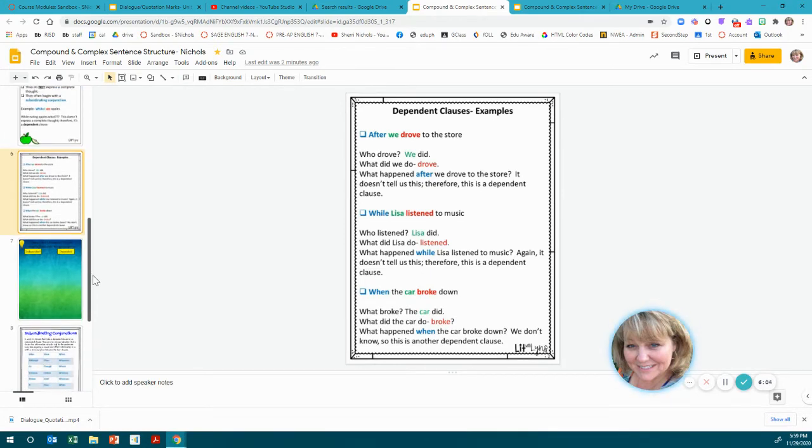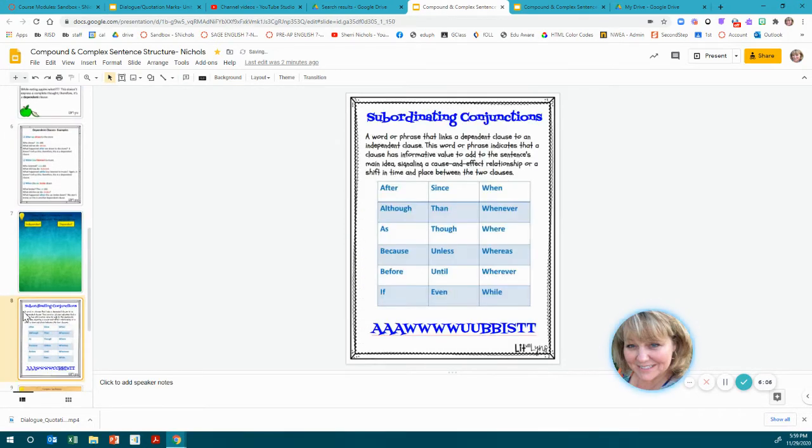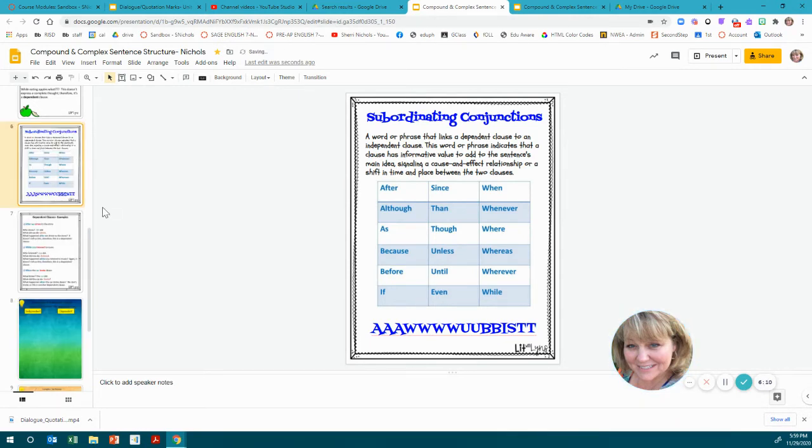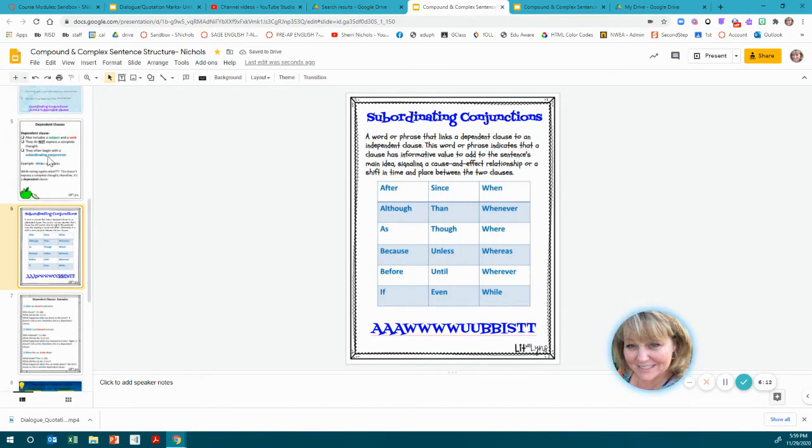So for this next assignment, I'm going to move these subordinating conjunctions up a few slides. That way you can look at them. Subordinating conjunctions. As a reminder, a subordinating conjunction is a word or phrase that links a dependent clause to an independent clause. This word or phrase indicates that a clause has informative value to add to the sentence's main idea, signaling a cause and effect relationship or a shift in time and place between the two clauses.